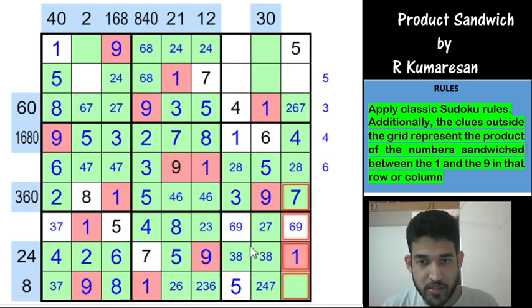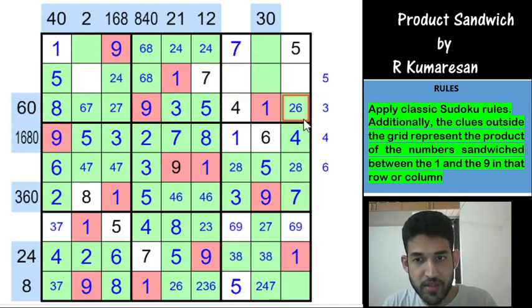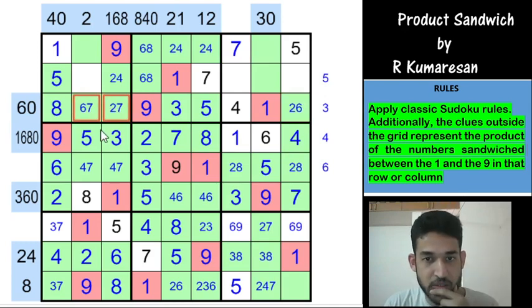7 is not here. 7 is not anywhere here. And there is only one cell left for the 7 in column 7. So that would have to be a 7. That means that is not a 7. That's a 2, 6. So 7 goes here.